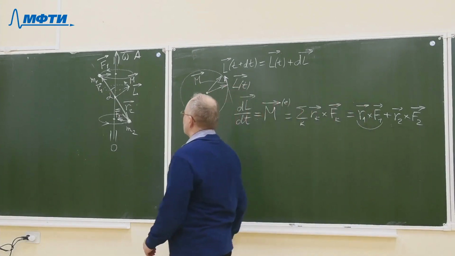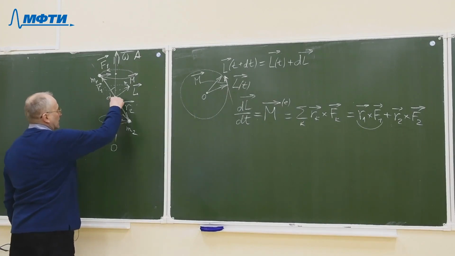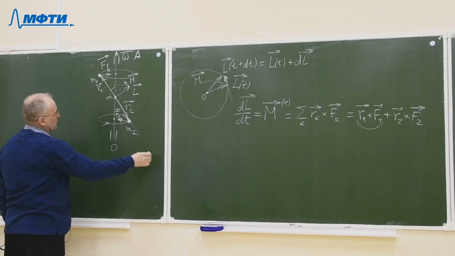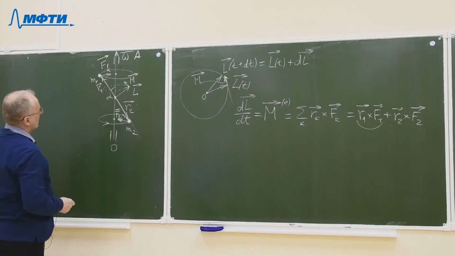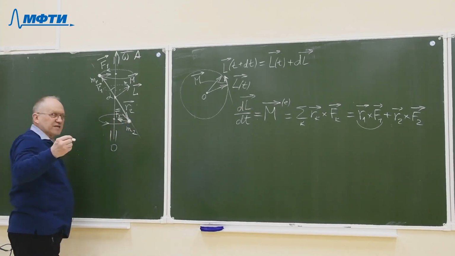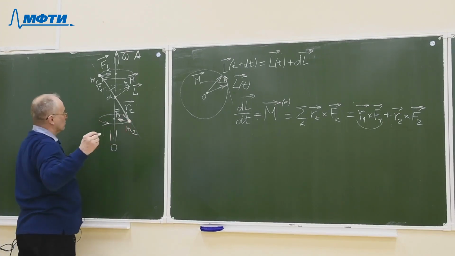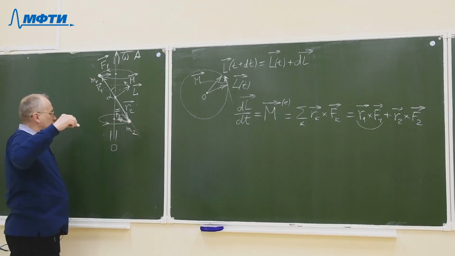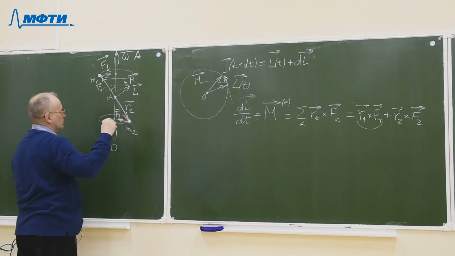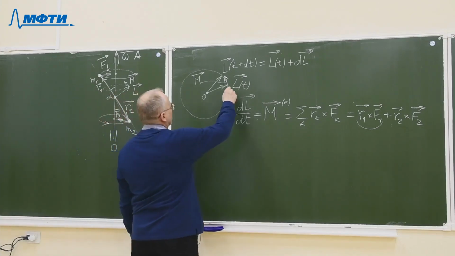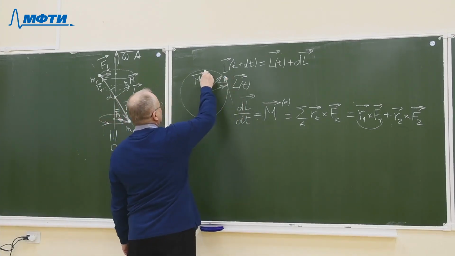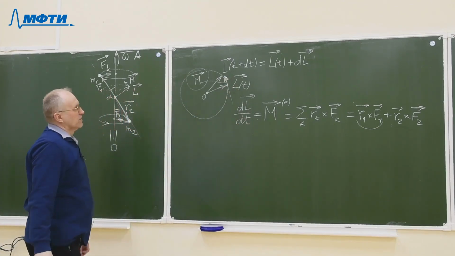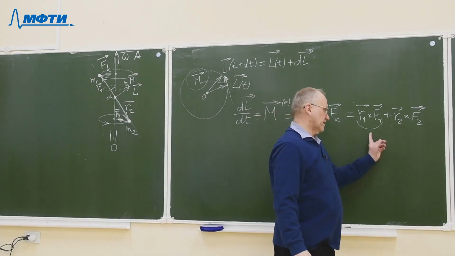If we consider the direction of the second term and multiply R2 by force F2, then you will see that the rotation is the same, and the direction will be the same, from the audience to the blackboard. The vector product of R2 by force F2 will be directed to the blackboard. The same direction and the same vector here. So that will be the sum of two terms. Both terms have the same direction.